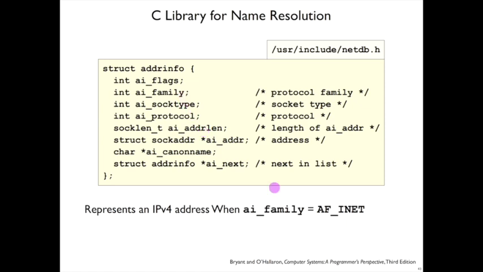When ai_family is AF_INET, that's a constant that's defined in system header files, it turns out that this address will have a particular shape that corresponds to IPv4. But we're not going to talk much about that. We can just leave it as abstract. We get addresses from getaddrinfo, and then we can send those back to system calls.